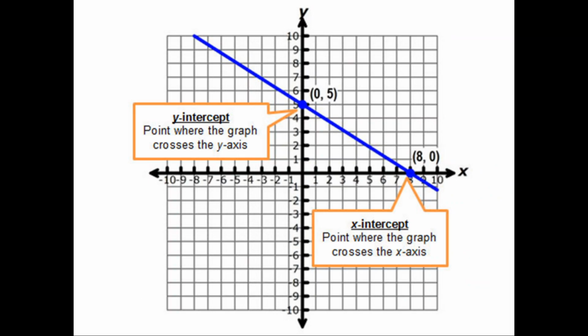Let's review what y-intercept and x-intercept are. The y-intercept is the point where the graph crosses the y-axis. And the x-intercept is the point where the graph crosses the x-axis. So please note though that when you have the y-intercept, the x-coordinate is 0. And when you have the x-intercept, the y-coordinate is 0. That will be important later on. Let's remember that.